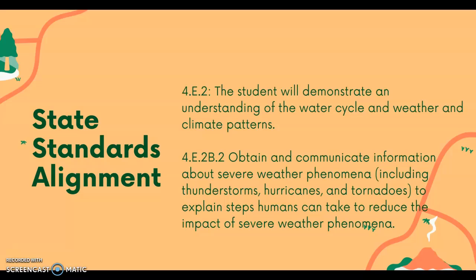So the first state standard that the project aligns with is the student will demonstrate an understanding of the water cycle and weather and climate patterns, specifically weather and climate patterns. And the second standard it aligned with was obtain and communicate information about severe weather phenomena, including thunderstorms, hurricanes, and tornadoes, to explain steps humans can take to reduce the impact of severe weather phenomena.